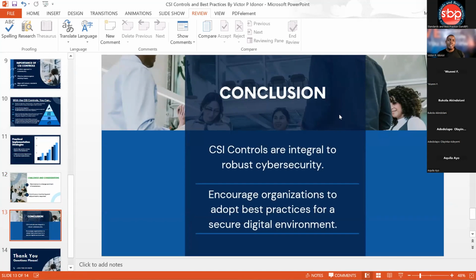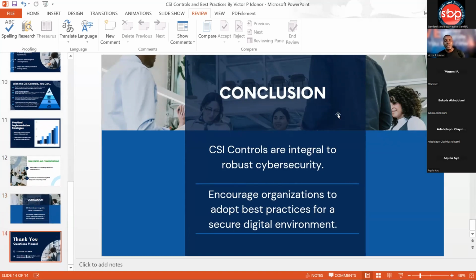So in conclusion, the CIS controls are integral to robust cybersecurity. They encourage organizations to adopt best practices for a secure digital environment.